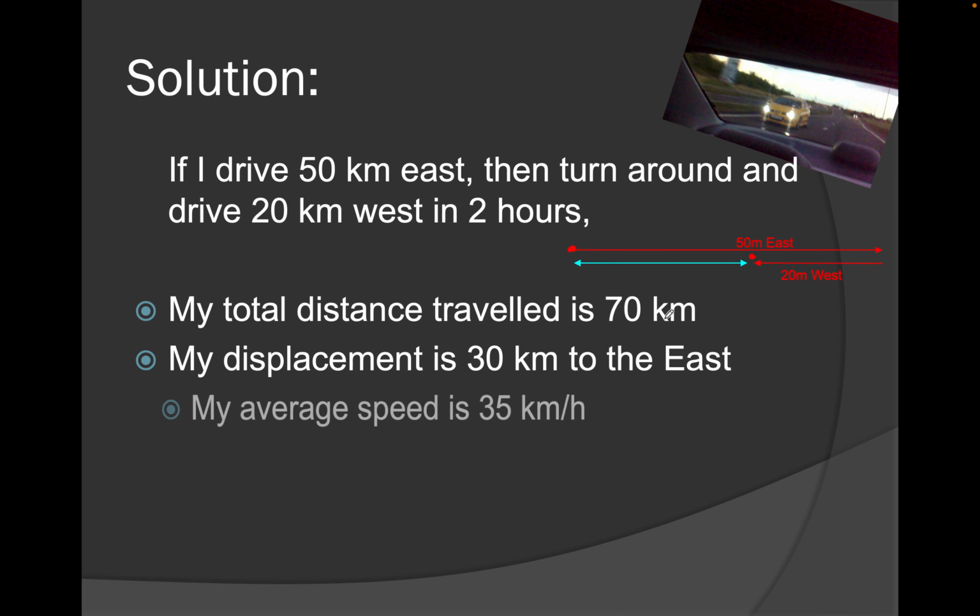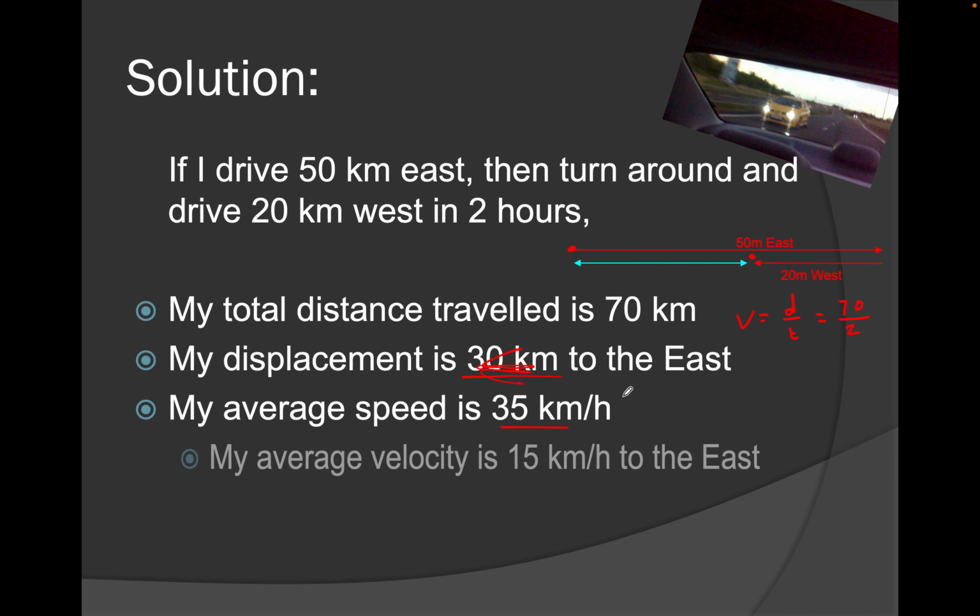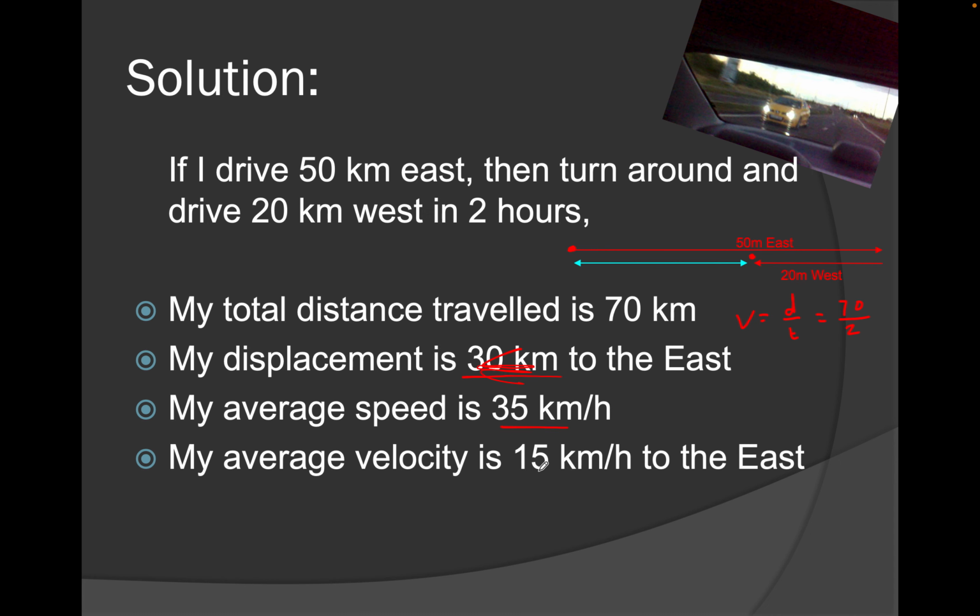Very nice. And average speed, you can just do distance divided by time. v equals distance divided by time, which we of course know the distance is 70. And I'll divide that by the 2 hours that I took. 70 divided by 2 is, not 30, 35. And then, the average velocity, 15 kilometers per hour.